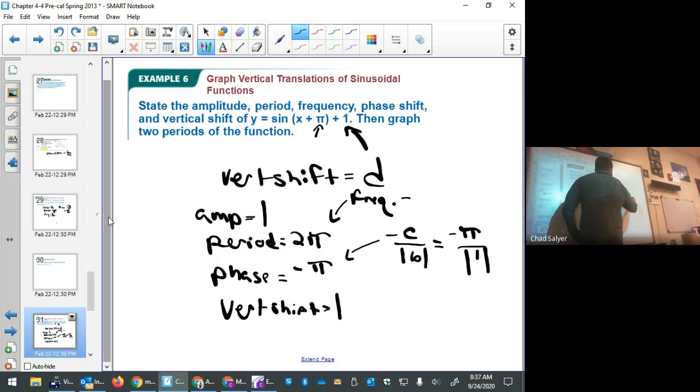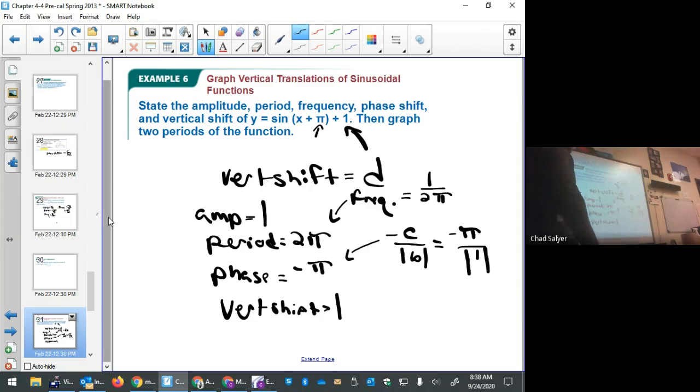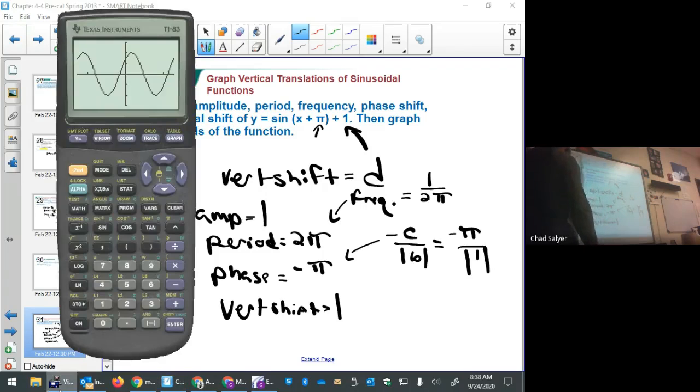So you just invert the period for that. So amplitude is 1, period is 2 pi, frequency is 1 over 2 pi, phase shift is negative pi, and vertical shift is positive 1. So they say graph 2 periods of this.